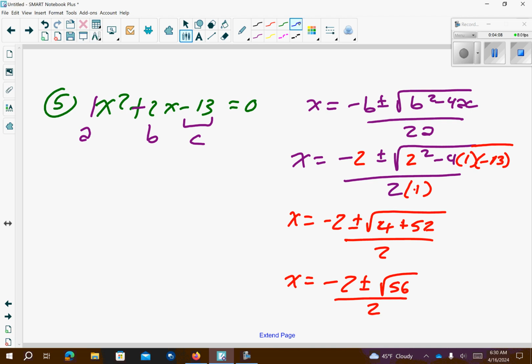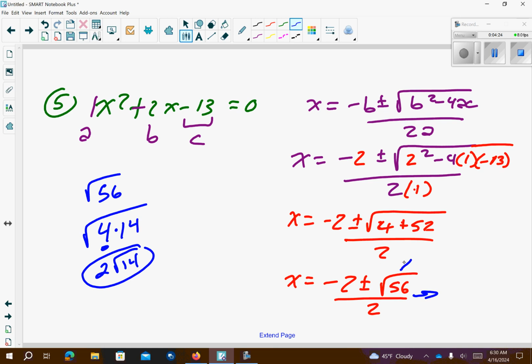Let's take a look at root 56, see if we can break that down. So is it 4 times 14? Which means that's going to be 2 root 14. The answer is yes. So I'm going to replace root 56 with 2 root 14. Now we're going to take a look. Are all the numbers outside the radical divisible by 2? The answer is yes. So my answer is x equals negative 1 plus or minus square root 14.